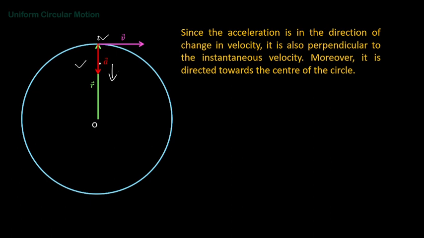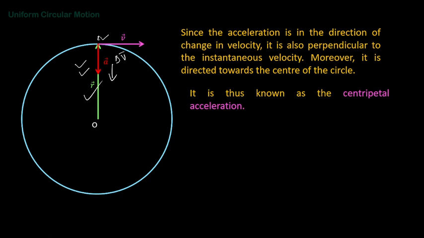This is the direction of instantaneous acceleration because this is the direction towards which the change in velocity vector approaches as we decrease the time interval indefinitely. So, in uniform circular motion, the acceleration is directed toward the center of the circle, opposite to the radius vector. It is thus known as the centripetal acceleration.